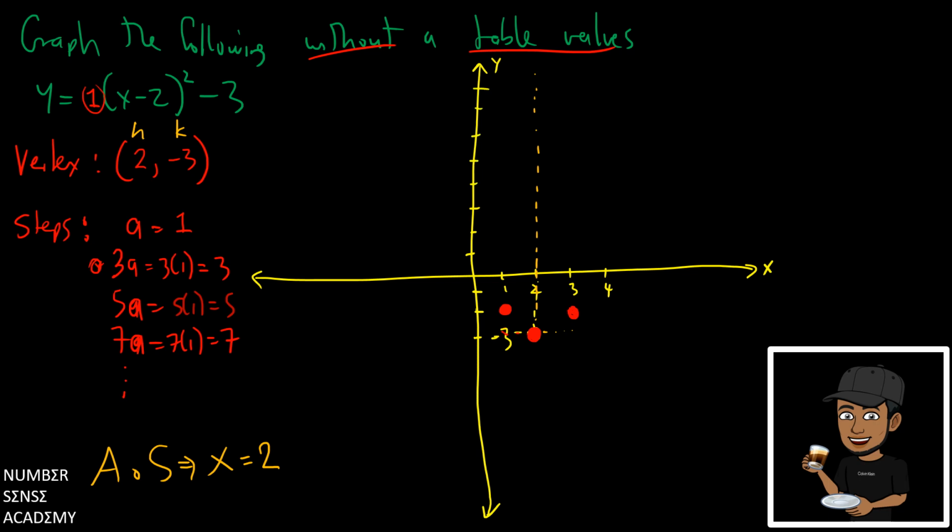Okay? So I'm going to start from here, and I'm going to go up 3. So I'm going to go 1 unit left, and then up 3. 1, 2, 3. And then starting here, I'm going to go 1 unit left, then go up 3. 1, 2, 3.